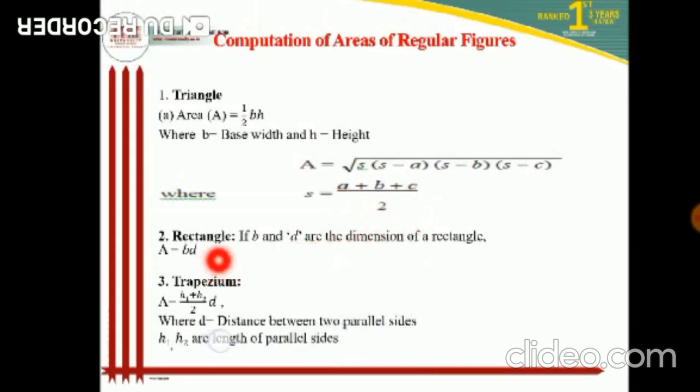Second is rectangle. If our land is a rectangle and b is the width and d is the depth of the rectangle, then area is equal to b into d. For a trapezium field, area A is equal to (h1 plus h2) divided by 2 into d, where d is the distance between the two parallel sides and h1 and h2 are the lengths of the parallel sides.